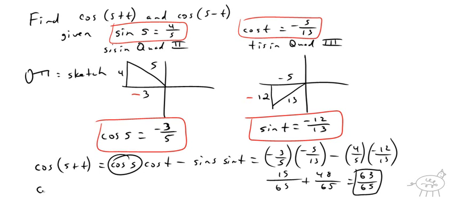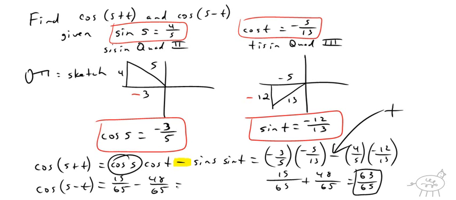For cosine of S minus T, I can fit it over here. Cosine of S minus T. Do you guys agree it's this exact same thing except for what? That sign changes to plus. So I can do all my work, but I'm not going to. I'm just going to change this sign right here to plus. So I get 15 over 65 minus 48 over 65. And that gives me negative 33 over 65. A lot easier. You could have done the whole thing again, but you want to be somewhat efficient in your work. All right?